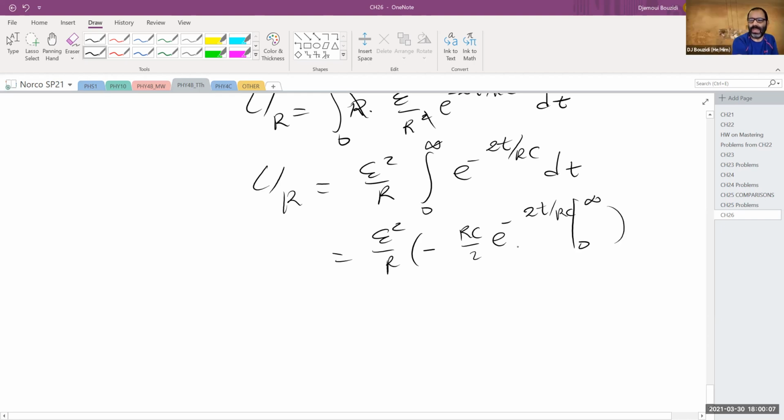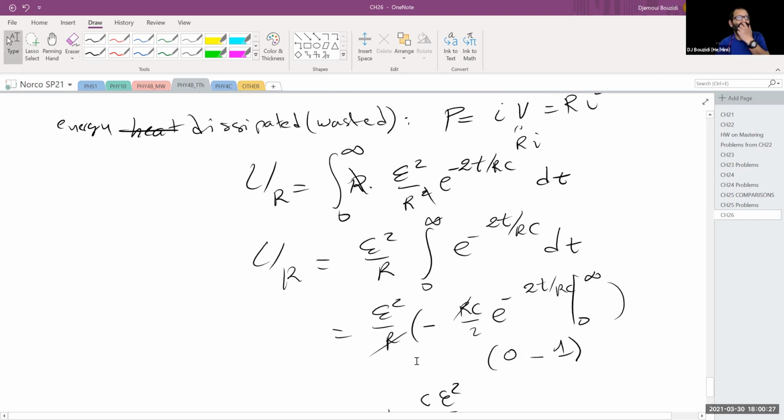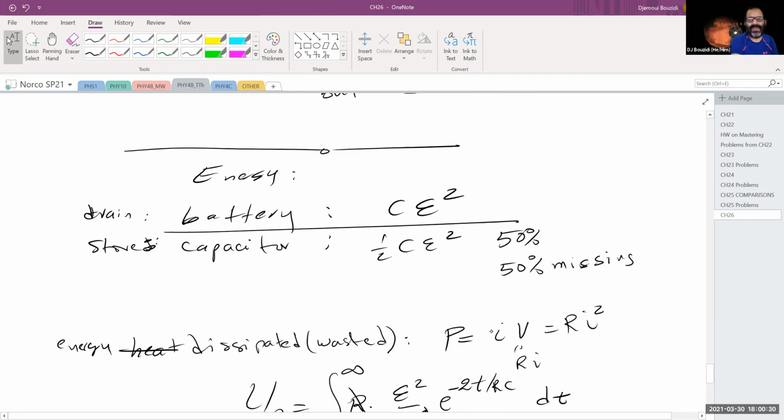Now, this quantity at infinity is 0, at 0 is 1. So this is actually still negative 1. Negative 1 times the negative, that's positive, and of course the R cancels the R. And we would be left with a positive C epsilon squared over 2. So that is where the other 50% is gone. Another half of C epsilon squared went to the resistor. So this is wasted in the resistor in the form of heat.